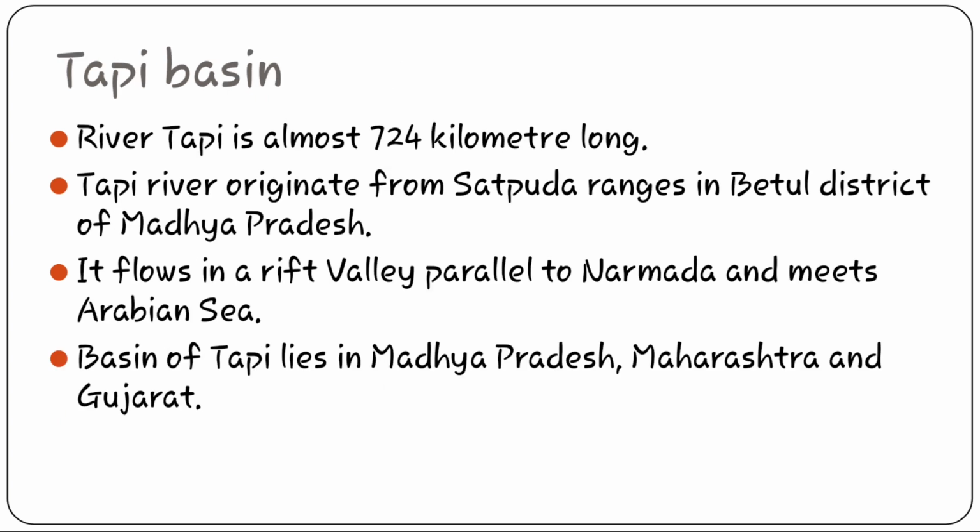Second one is Tapi basin. River Tapi is almost 724 kilometers long. Tapi river originates from Satpura ranges in Betul district of Madhya Pradesh. It flows in a rift valley parallel to Narmada and meets Arabian Sea. Basin of Tapi lies in Madhya Pradesh, Maharashtra and Gujarat.